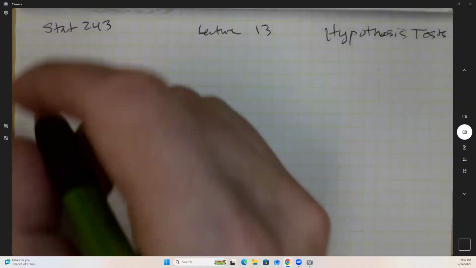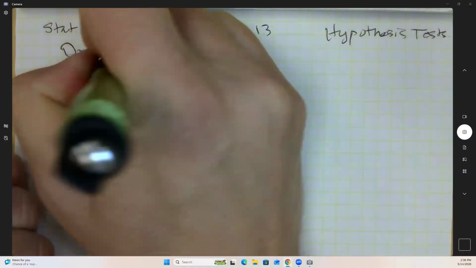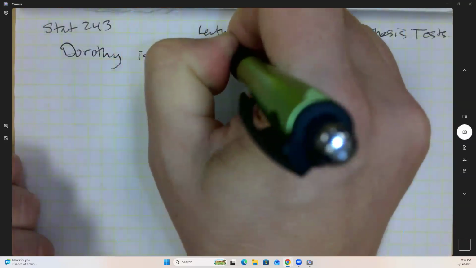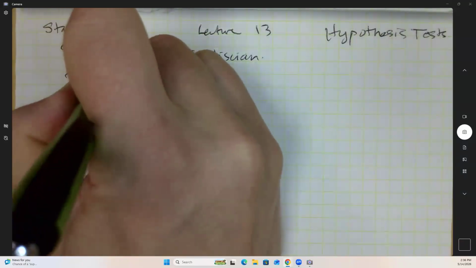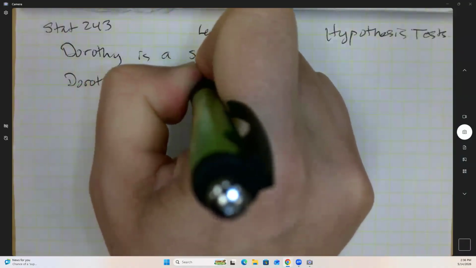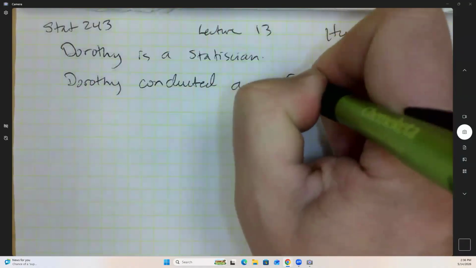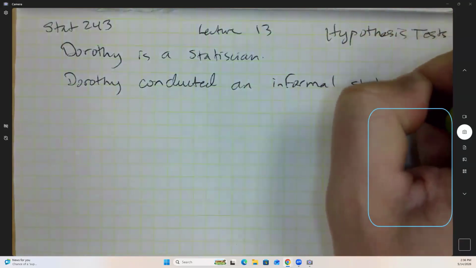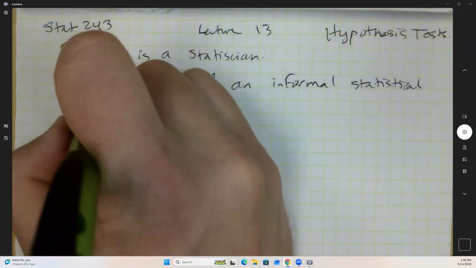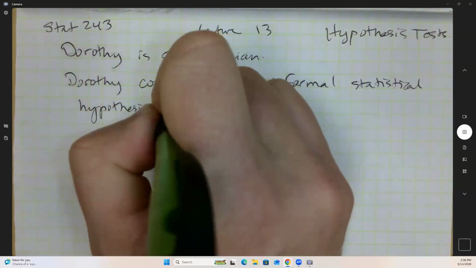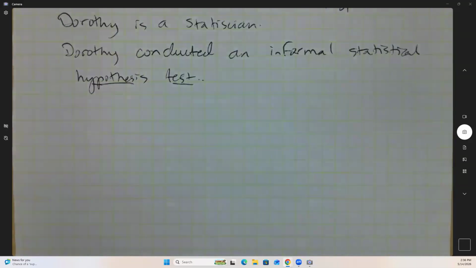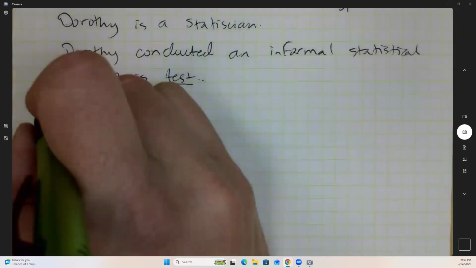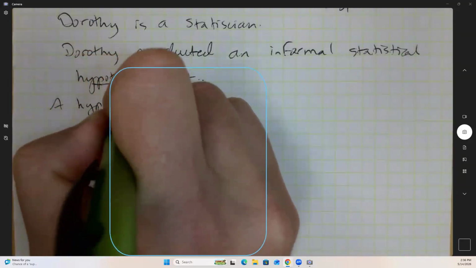All right. So if you remember on the first day, we talked about how Dorothy is a statistician. And specifically in that clip, Dorothy conducted an informal, yet still statistical hypothesis test. Maybe the general description of what a hypothesis test is, and we're going to get into a formal process for that.